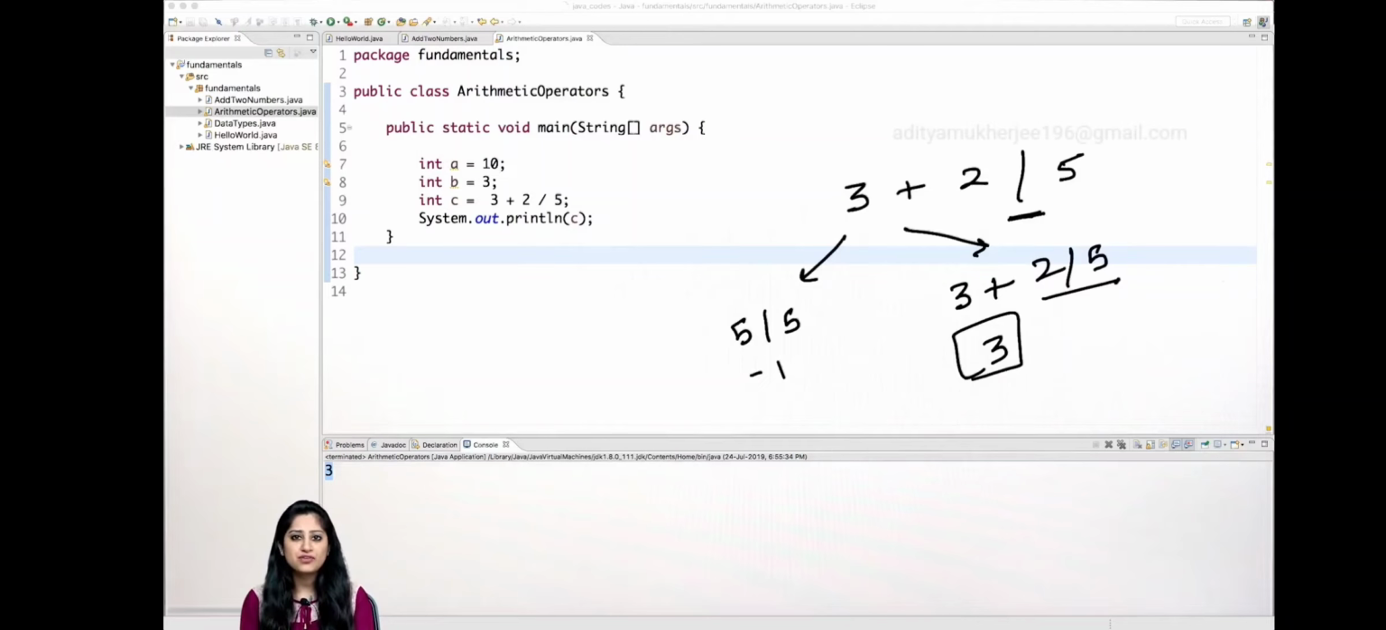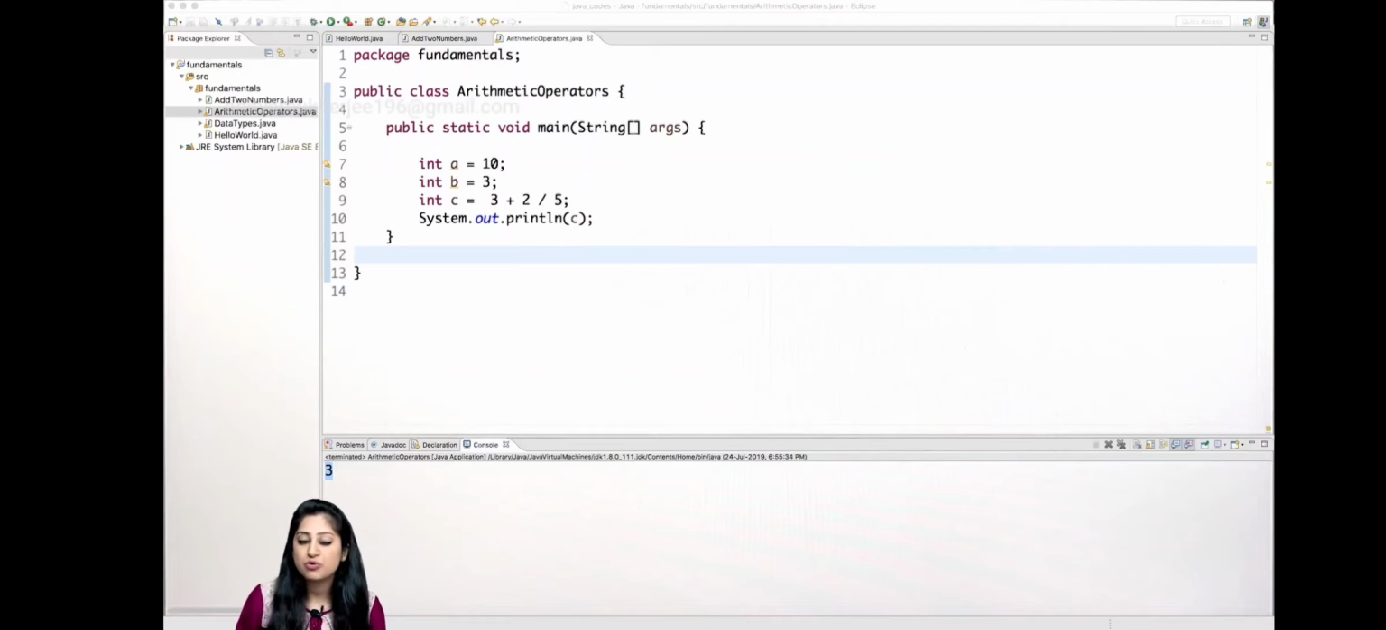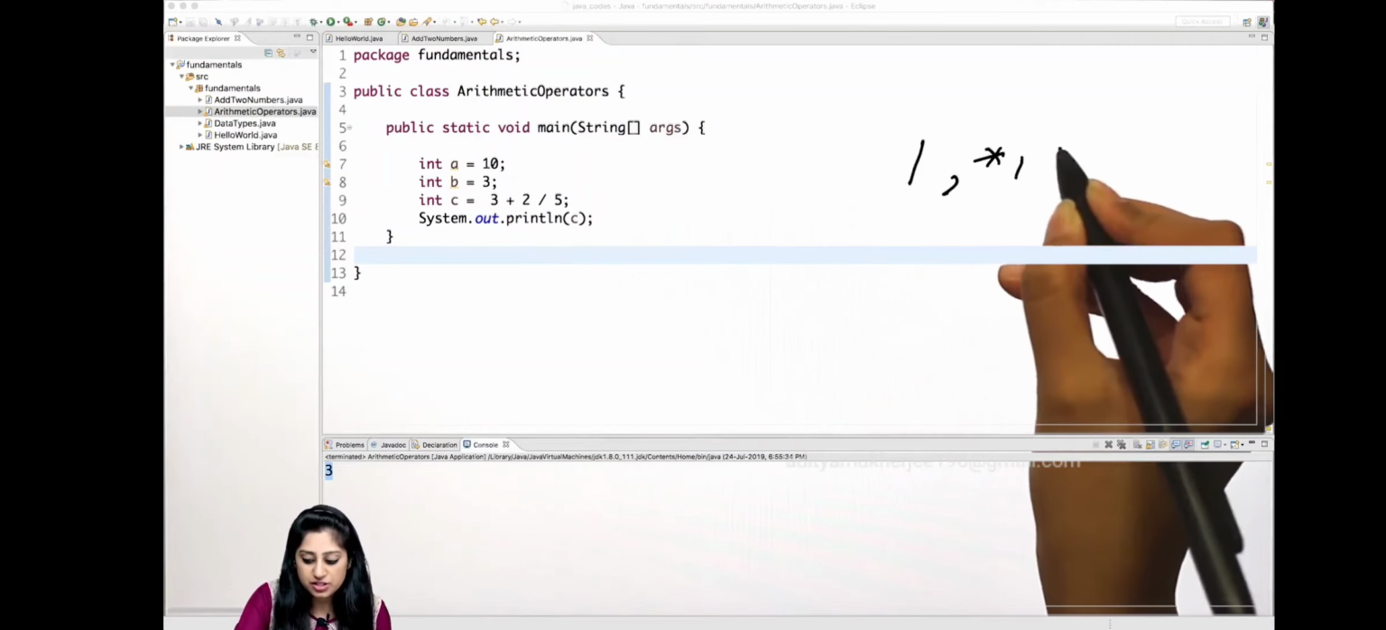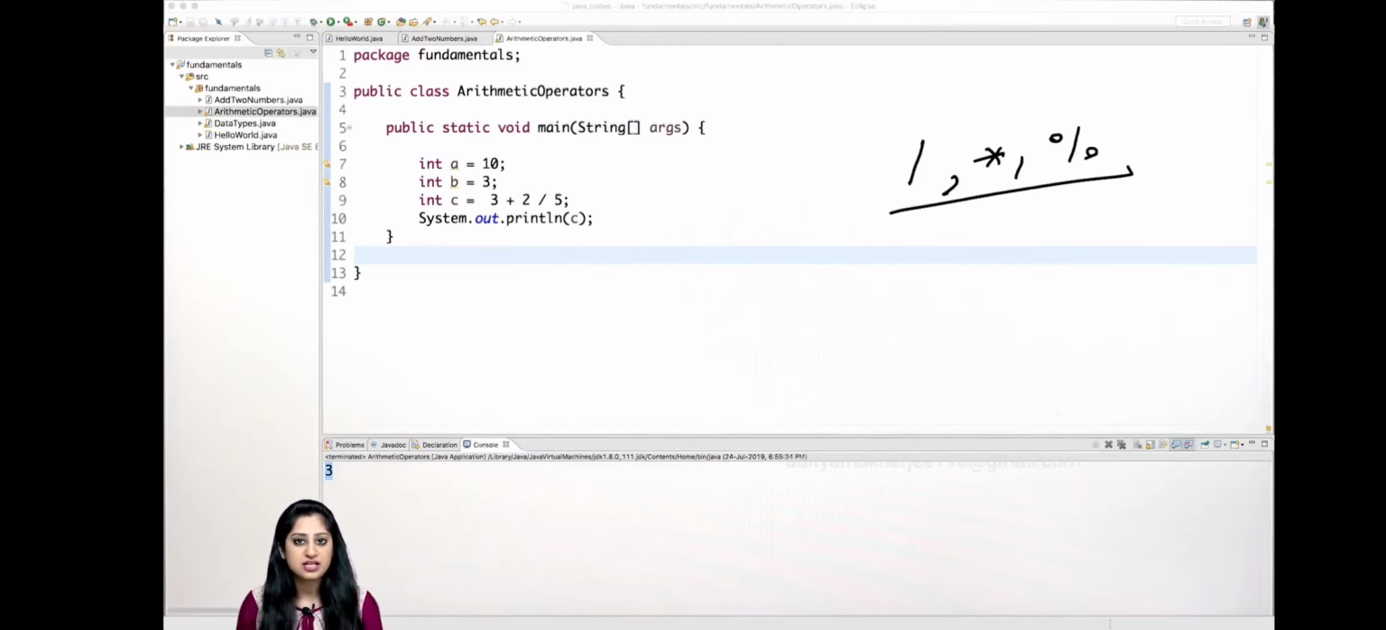Now why is division happening first? I hope you remember BODMAS, right? So bracket and multiplication, division. So this is what we have. Divide has more precedence than plus. So if there are multiple operators, then one operator will have precedence over the other operator. Division has more precedence over plus, which is why division is going to happen first. Similarly, multiplication and mod have the same precedence, and plus and minus have lower precedence. So divide, multiply, mod, they have equal precedence.